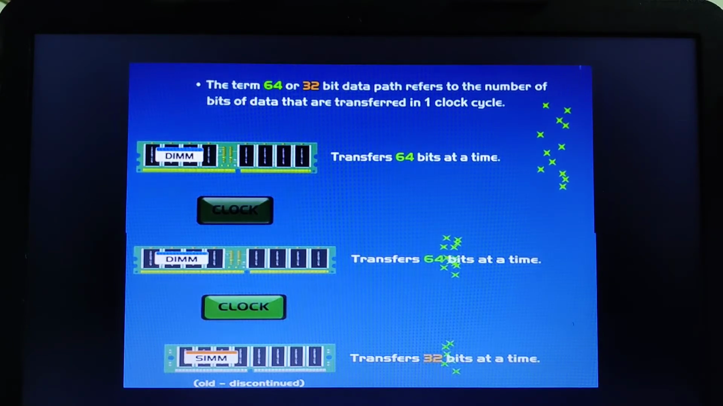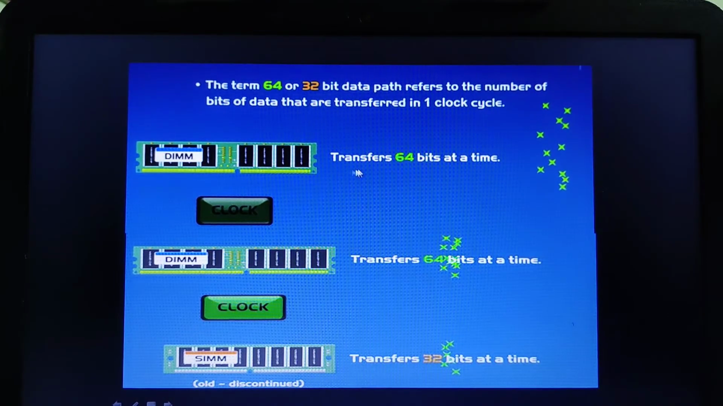The width of the data bus is determined by the number of parallel wires present in it. If your data path has 64 wires, that means you can transfer 64 bits at a time. If your data path is of 32 bits, then how many can you transfer at a time? 32 bits of data simultaneously. That's what it is showing.